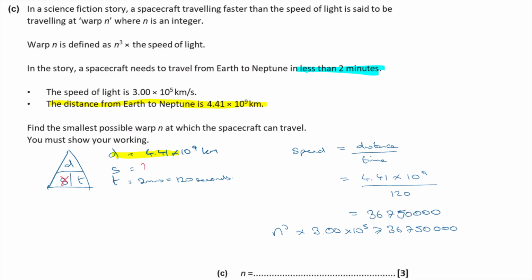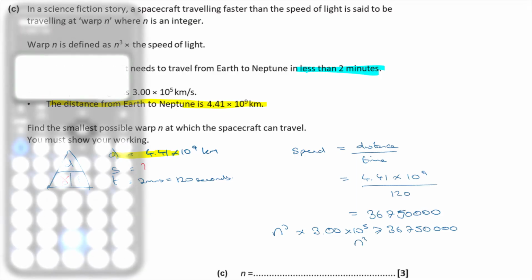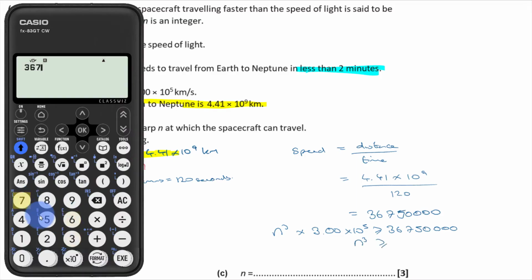36,750,000. Okay, so then to find n cubed, we're going to have to divide that 36,750,000 by the speed of light. So dividing 36,750,000 by 3 times 10 to the 5, that comes out to be 122.5.